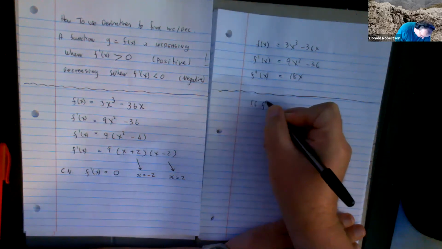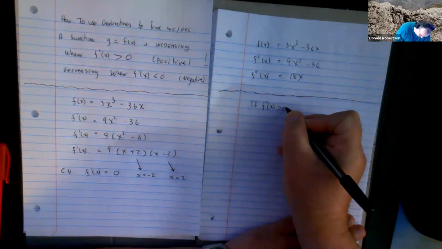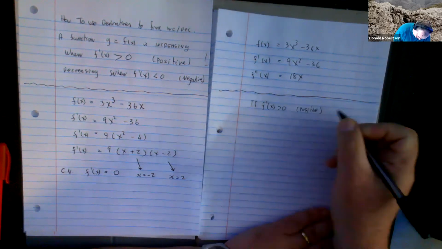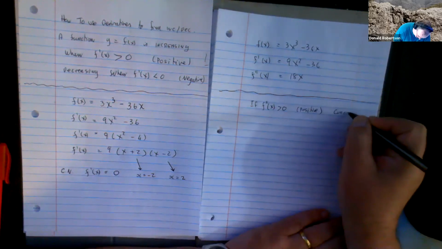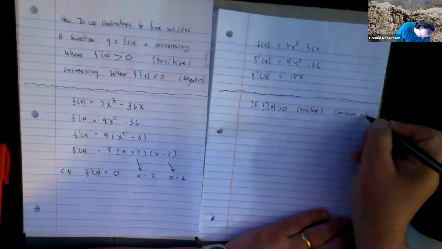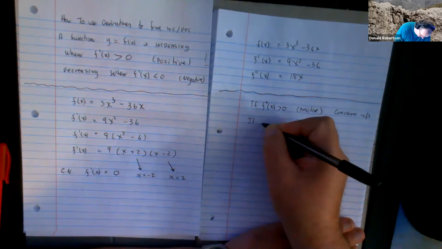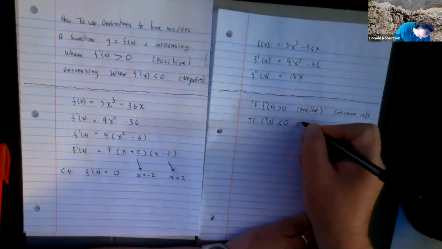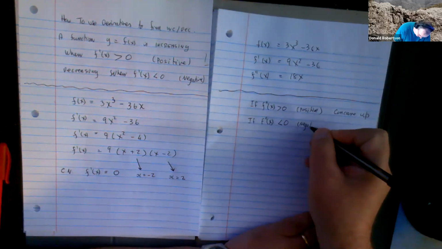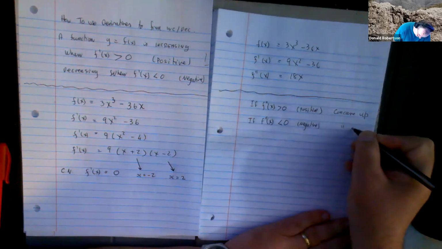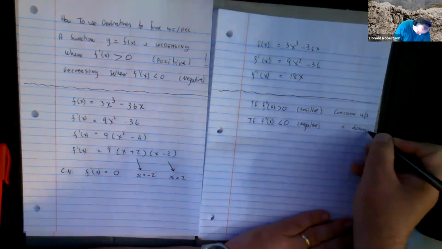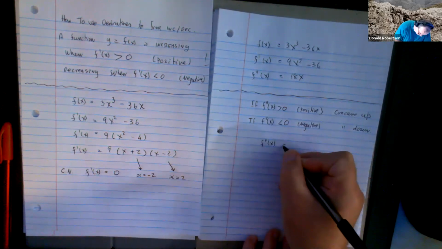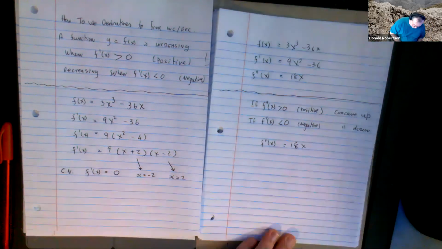If the second derivative is greater than 0, that's positive, the function is concave up. If the second derivative is less than 0, right, negative, then it's concave down. Right, I've got my second derivative. It's not the most difficult second derivative in the world.